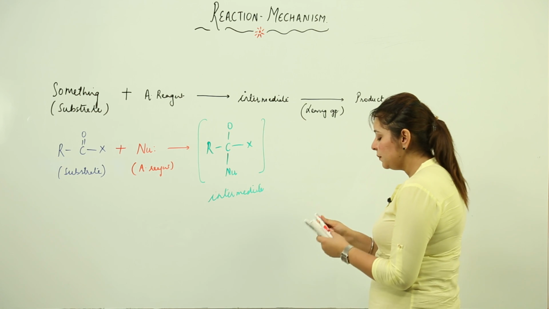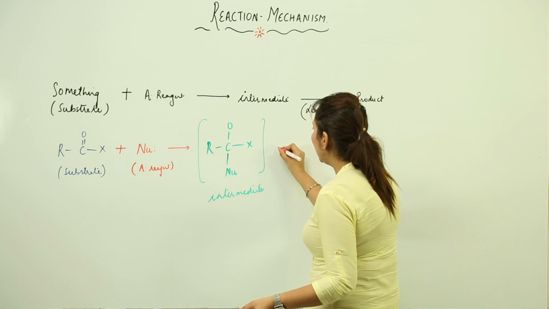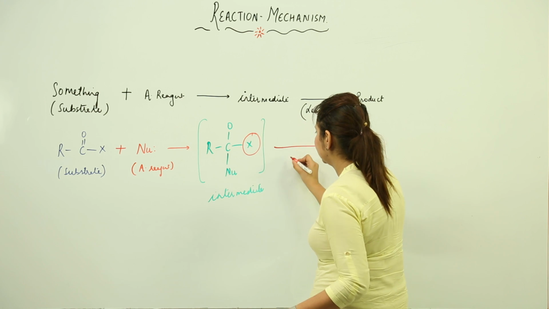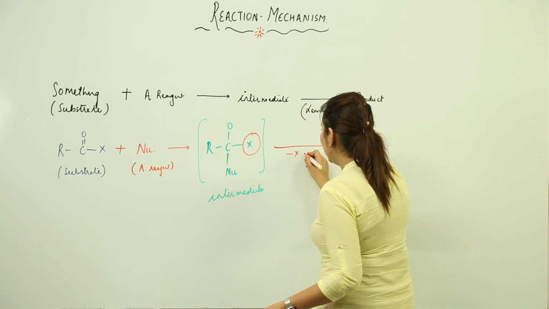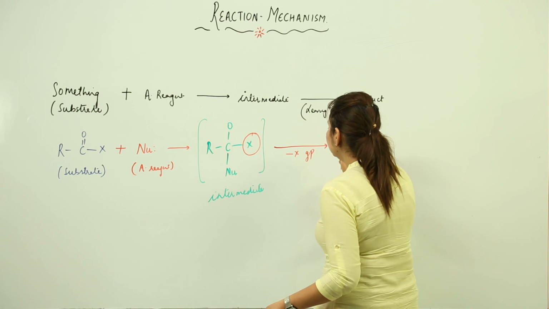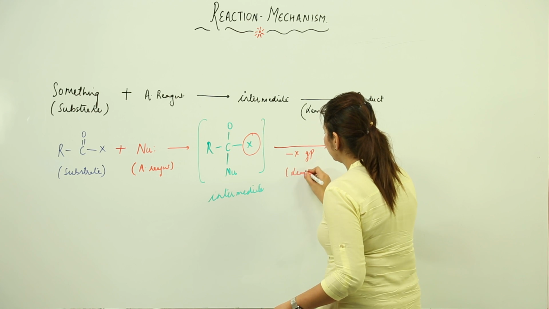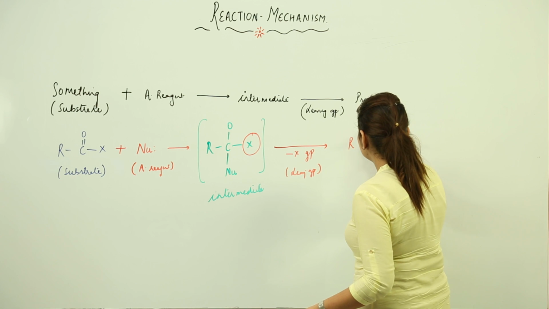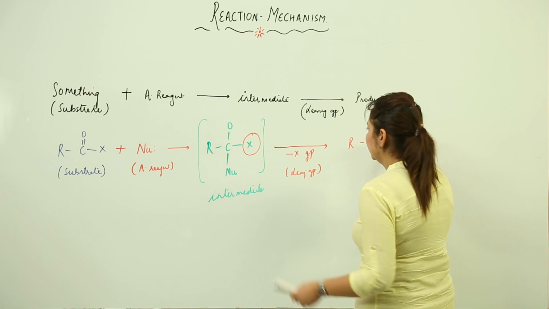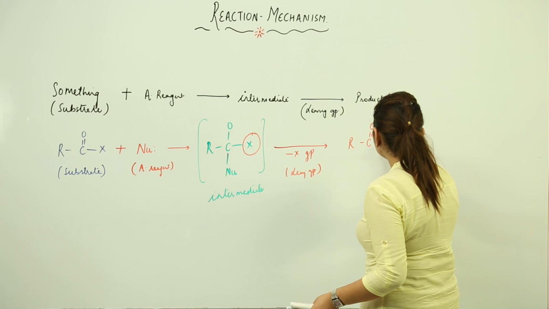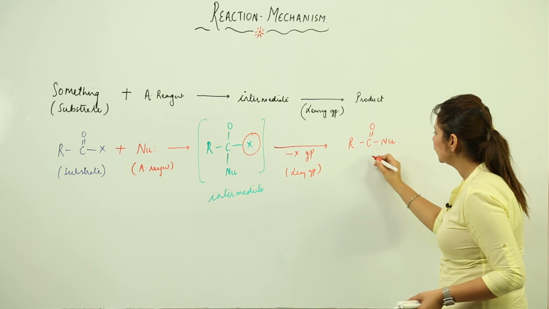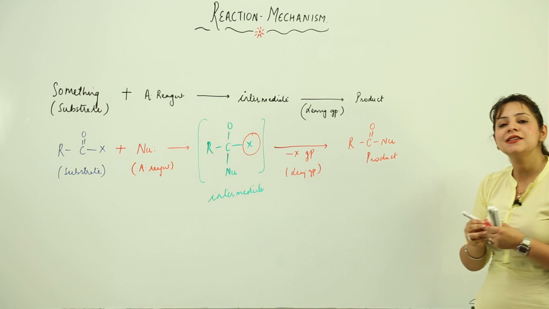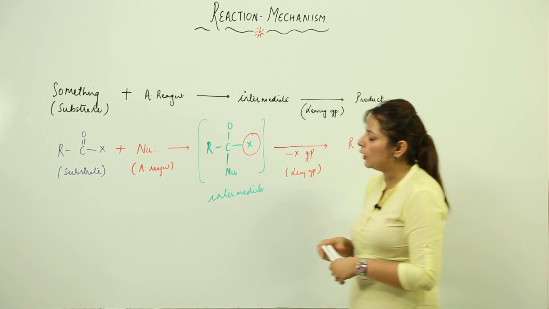Now from this intermediate, something will go off and it will form the product, and what is that which is going to leave? It is the X. So the X group will be leaving. So this is our leaving group, and what we get as a result? We get the bond again becoming double, and we have this. So this is our final product. So according to this, I think you got it, how the reaction takes place.